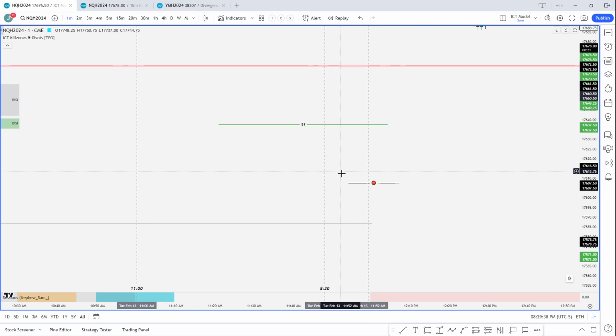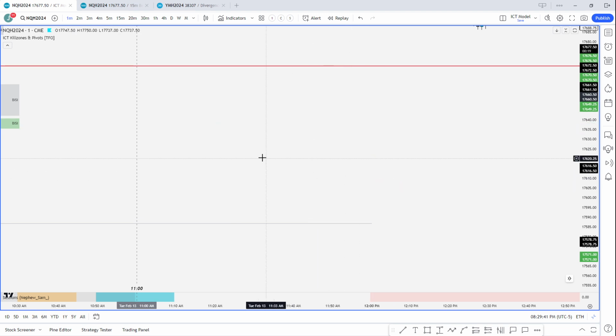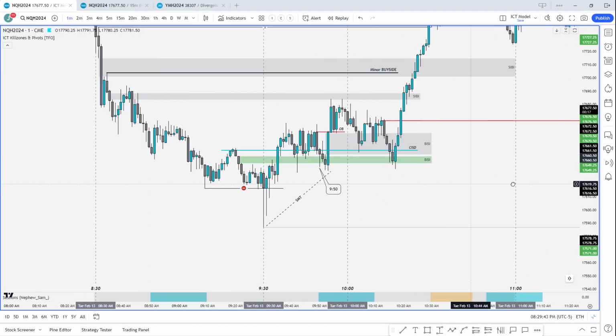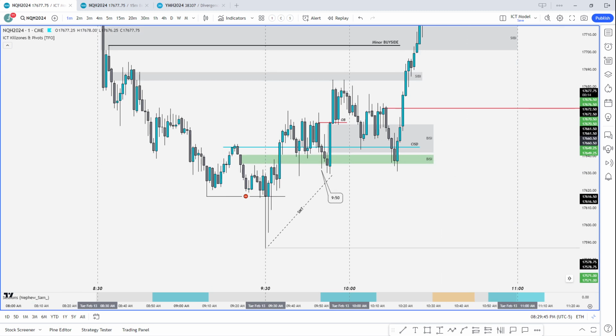There's your stop hunt, and then we continue. I think we got something similar to that last week or a couple of weeks ago that I know the ICT traded on.